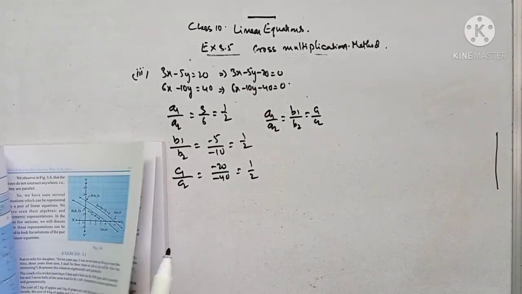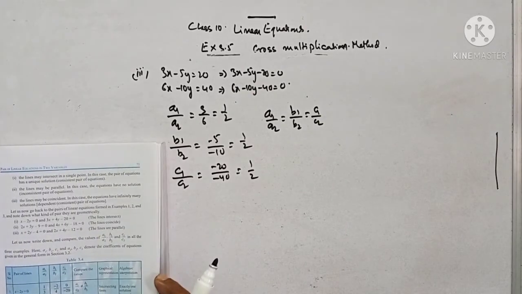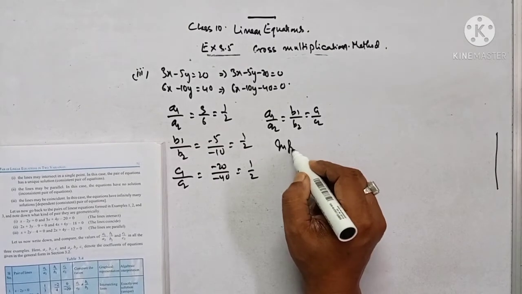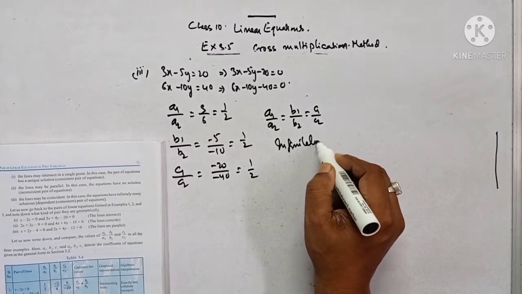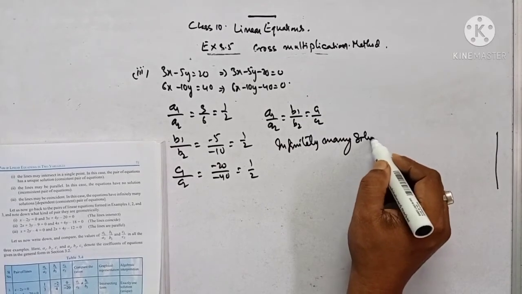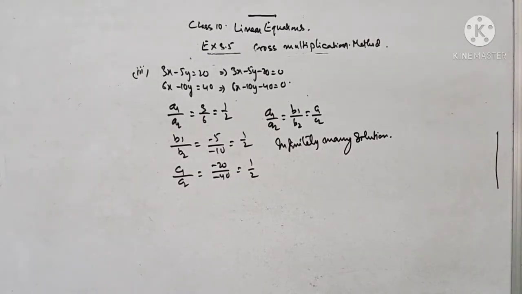Let me show you that. a1 by a2 is 1 by 2, that is infinitely many solutions. This will be infinitely many solutions.